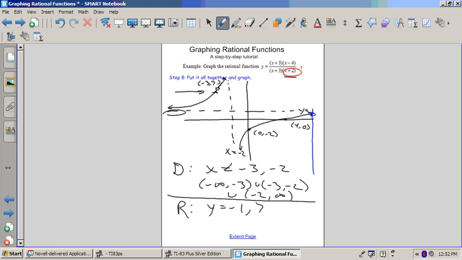If they ask you to write it in interval notation, you will go negative infinity to negative 1, pick back up at negative 1 and go to 7, pick back up at 7 and go to infinity.